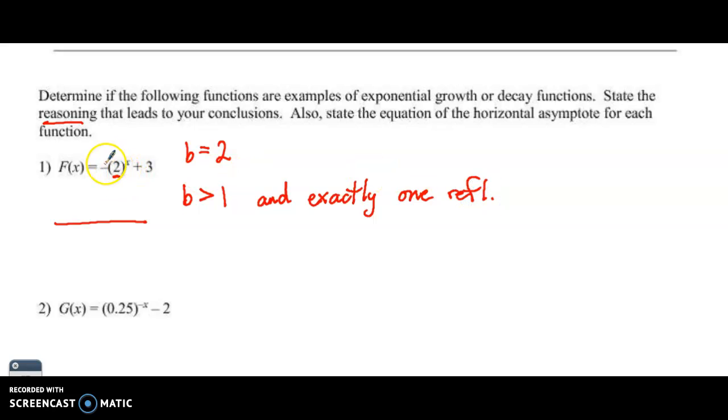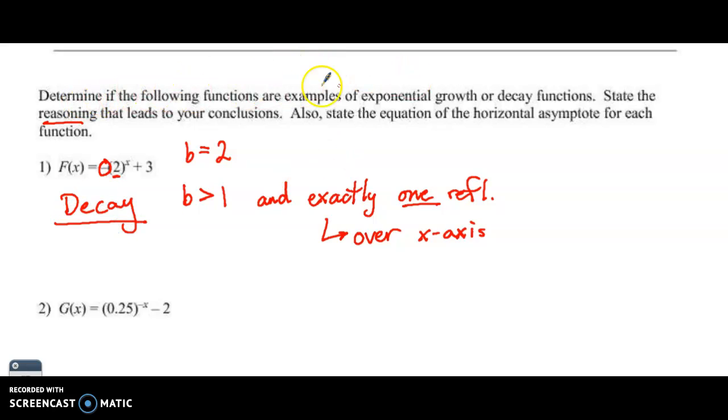How do I know? There's only 1 negative. Now, if you wanted to be specific, that's fine. You can say that that exact 1 reflection would be over the x-axis, because a negative as an a value reflects it over the x-axis. It's below the horizontal asymptote. So normally a base larger than 1 is growth, but with 1 reflection, that becomes decay.